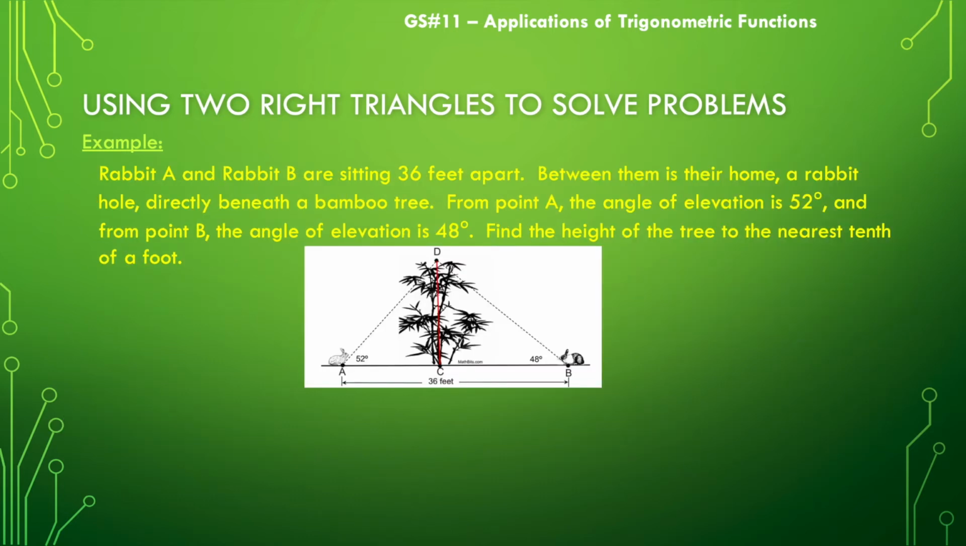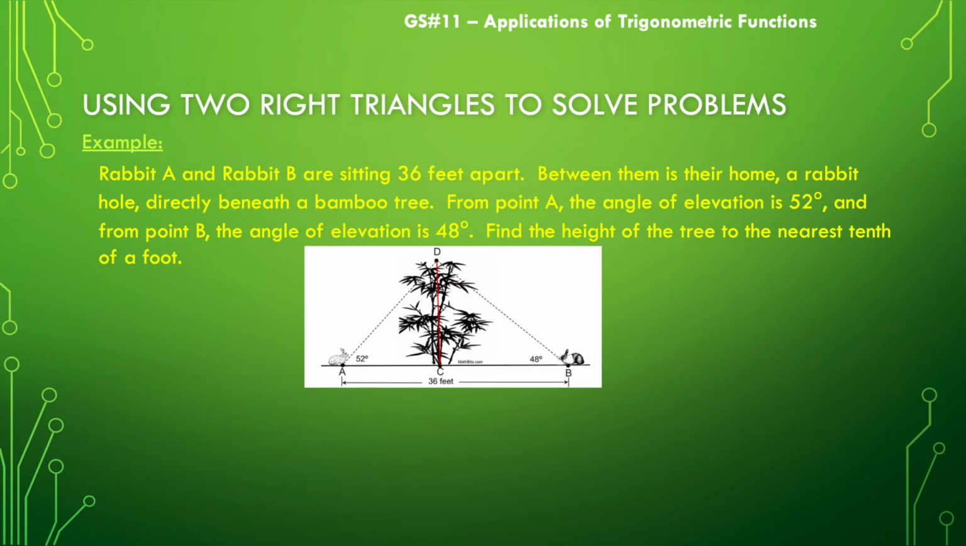Another example we have is a couple of rabbits. That's especially appropriate for Easter time if you happen to be watching this video around Easter time. Rabbit A and Rabbit B are sitting 36 feet apart. Between them is their home, a rabbit hole that's directly beneath a bamboo tree. From point A, the angle of elevation is 52 degrees, and from point B, the angle of elevation is 48 degrees. We want to find the height of the tree to the nearest tenth of a foot.